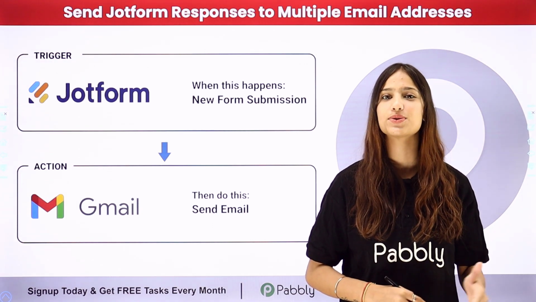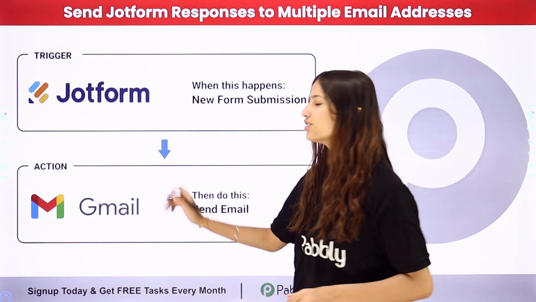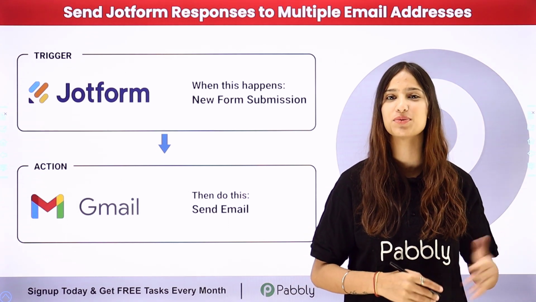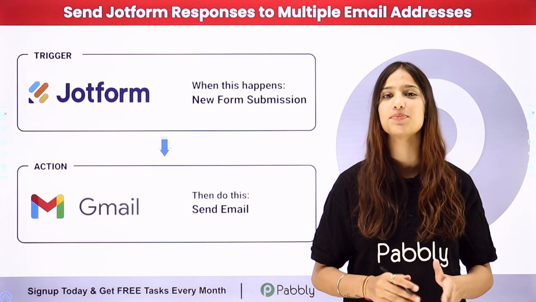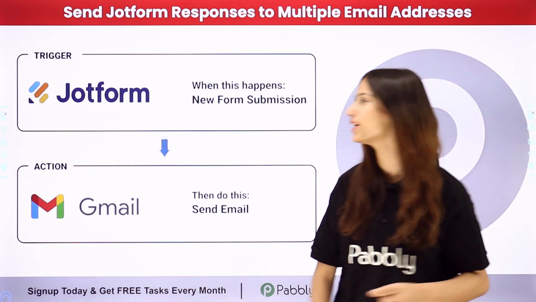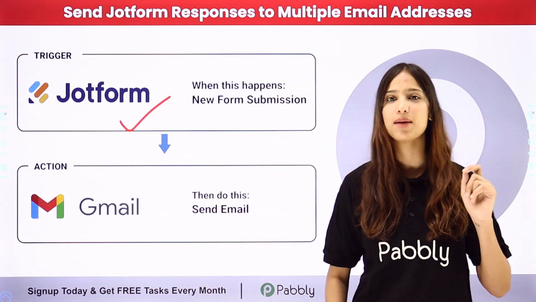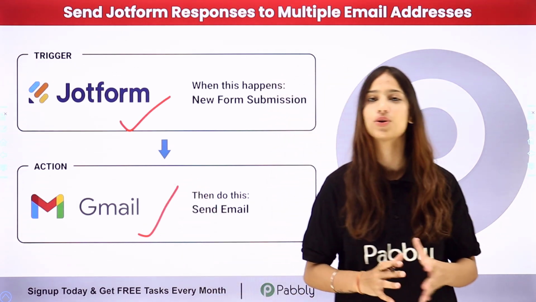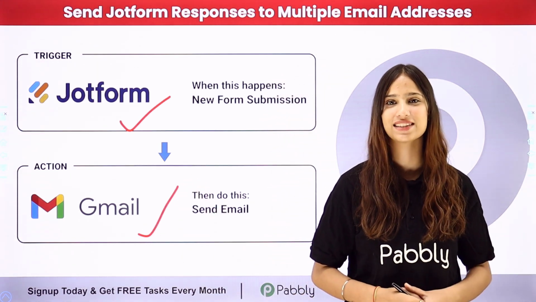To do this, I need to set up a connection between these two applications, for which I'm going to use this amazing automation software, Pabbly Connect. Pabbly Connect follows the concept of trigger and action. Here my trigger application will be Jotform and my action application will be Gmail. If you want to learn more about this, follow me through the screen.